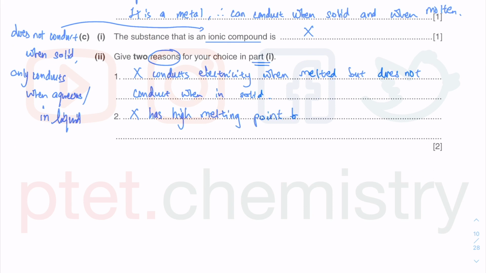All right, because we need to break strong ionic bonds. We need a lot of energy to break strong ionic bonds because it's an ionic compound. So you have ionic bonds between the cations and anions.